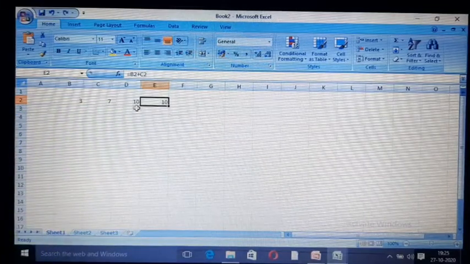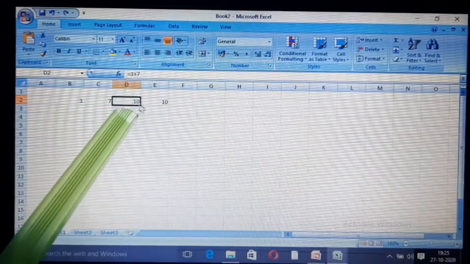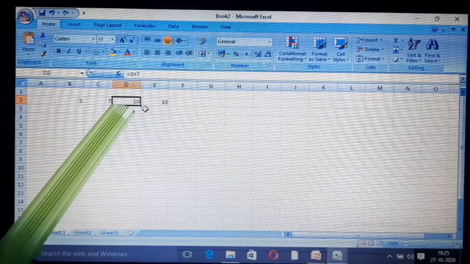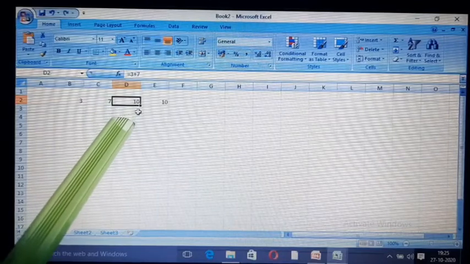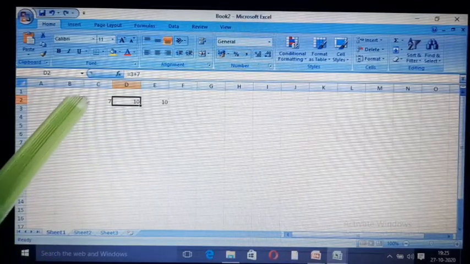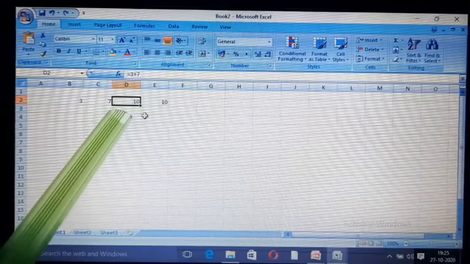Because if you use cell content, the answer may be the same, but we cannot use the autofill handle afterwards.